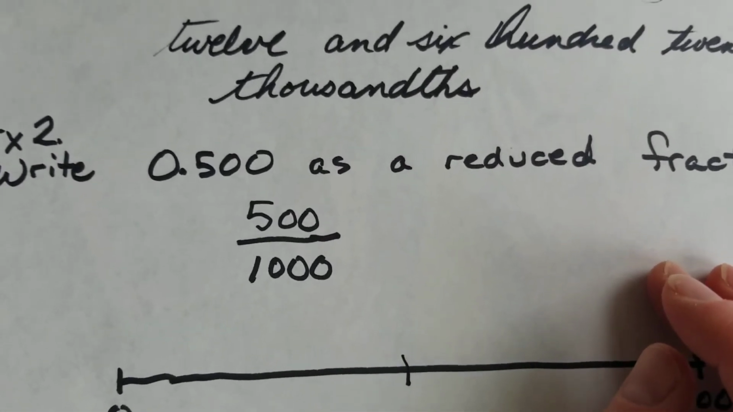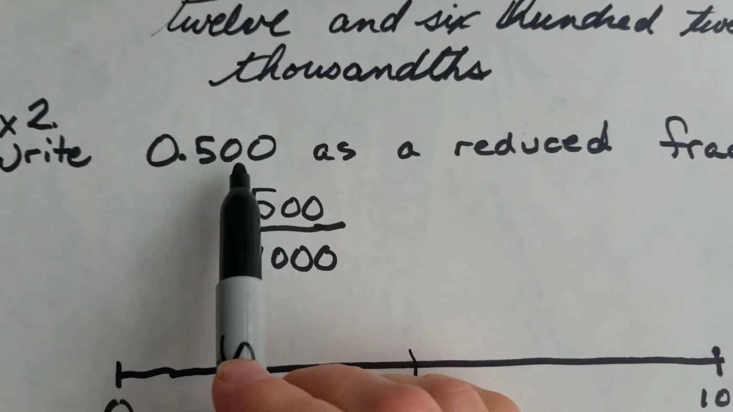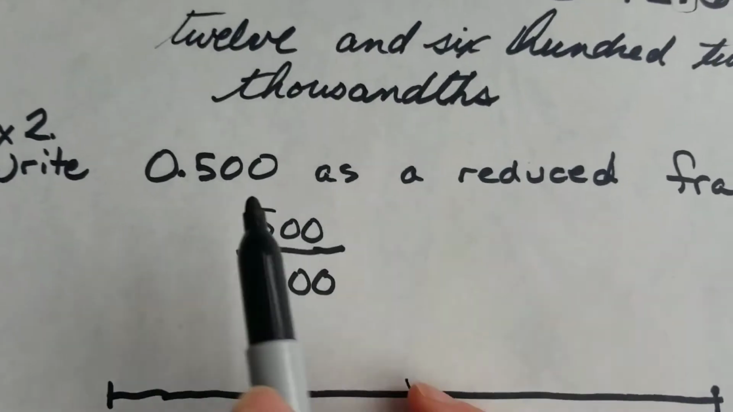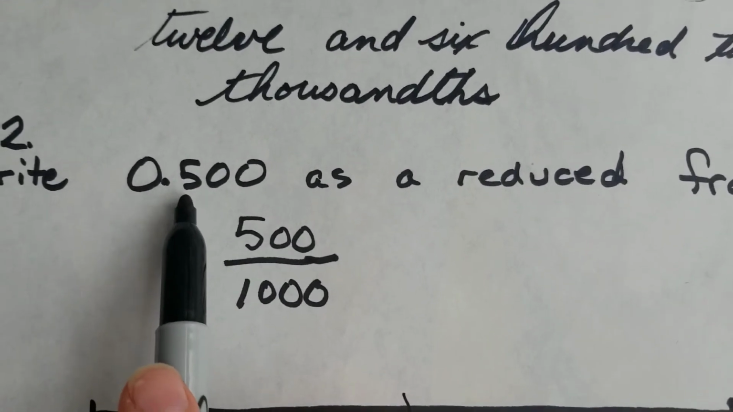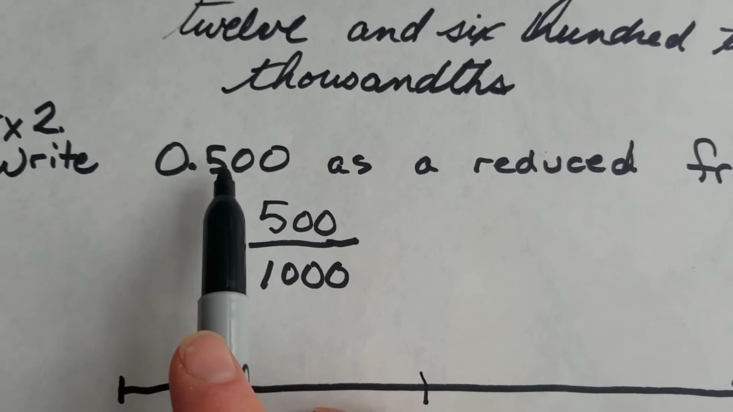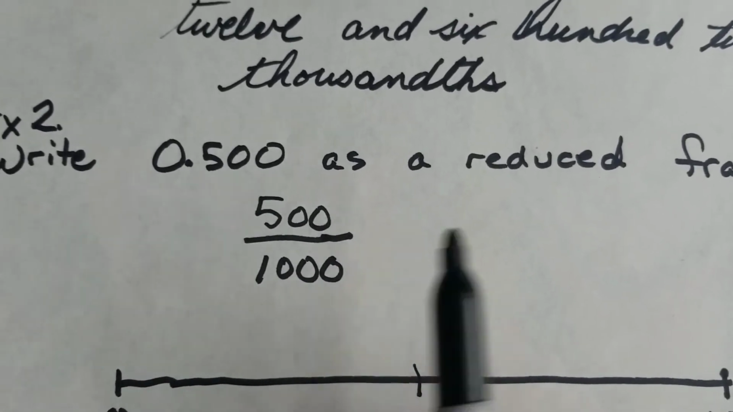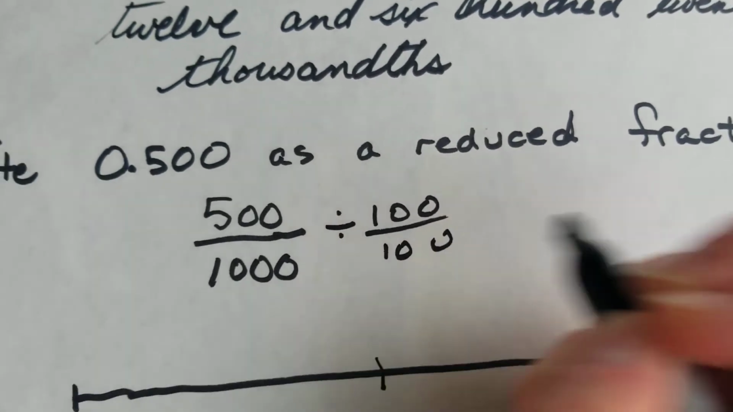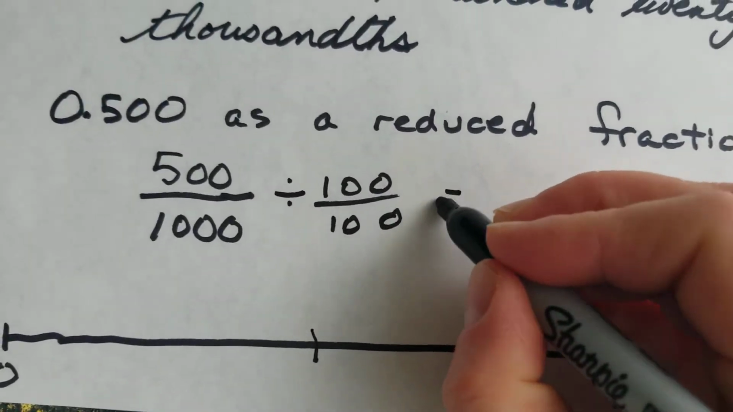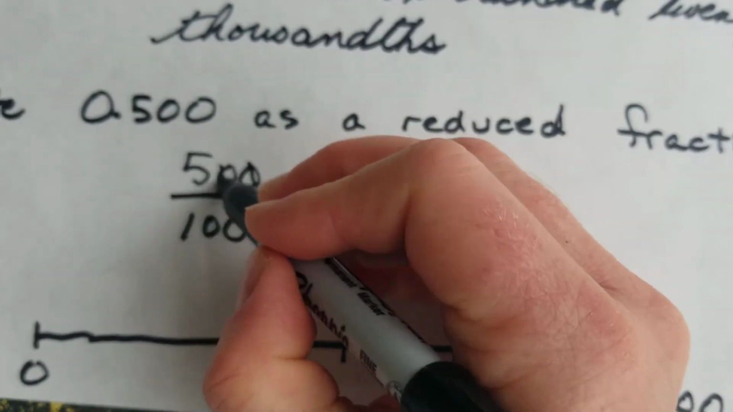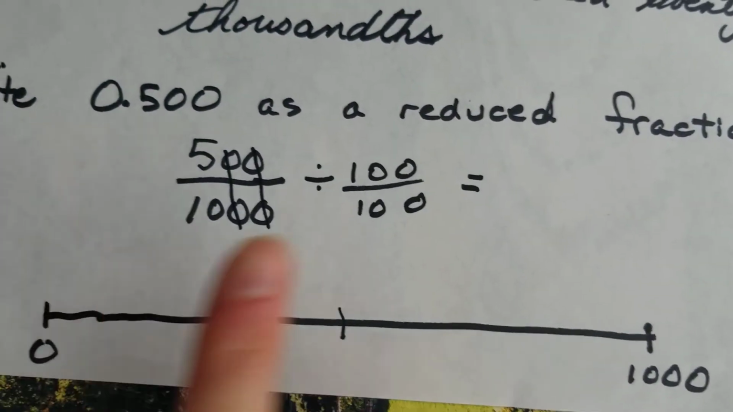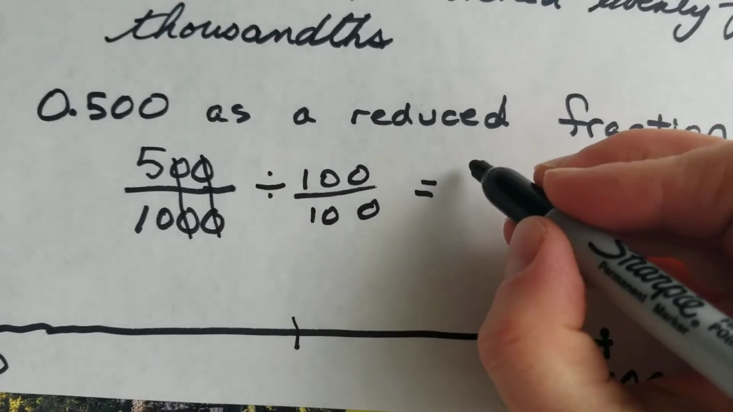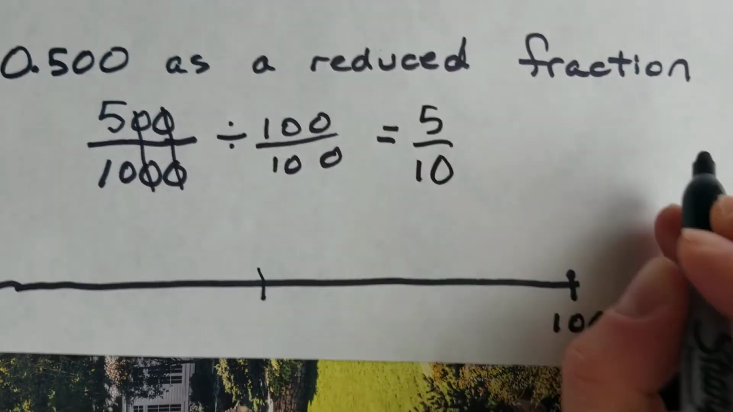In example 2, they want you to write 0.500 as a reduced fraction. Now remember, the zeros at the end don't change the value. This is still 5/10ths, right? Or 500 thousandths. So if I reduce, I divide by 100 over 100. Or we can cancel out zeros to make it look easier, whichever way you like. But this is what we're really doing. We're dividing by 100 over 100, which would leave us with that 5/10ths.